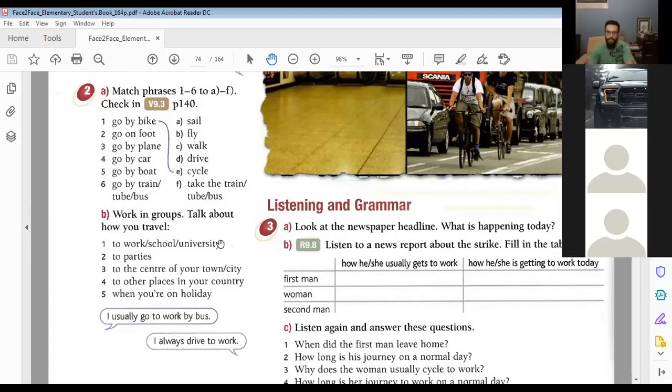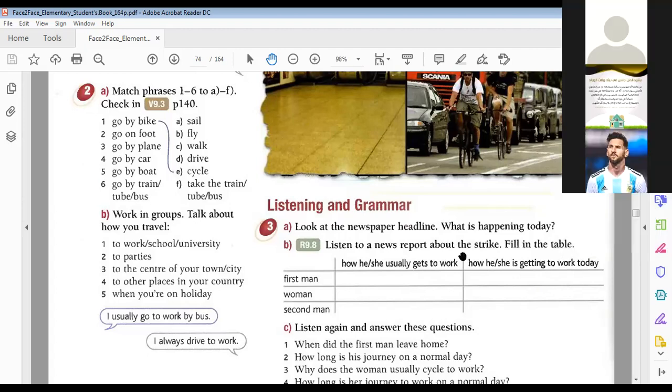So Rashid, are you there? All right, Rashid, I want you to tell me, how do you usually go to school? I usually go to school by car. By car. Okay, nice. And what about you, Salma? How do you usually go to school? I usually go to school by bus. By bus. Nice.